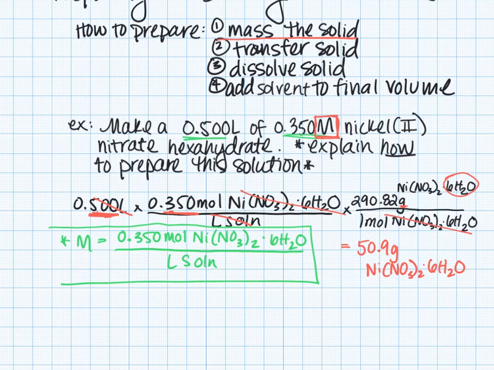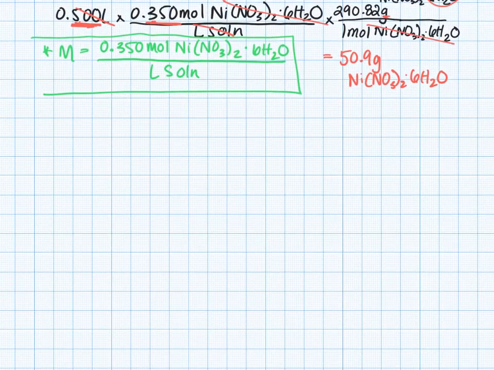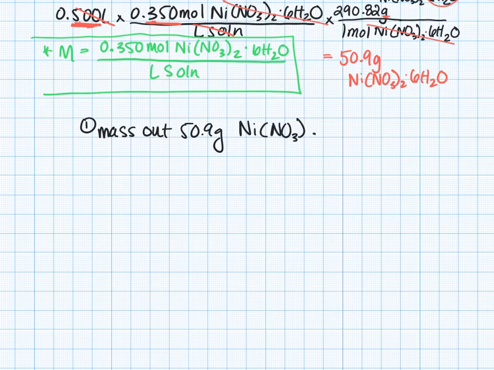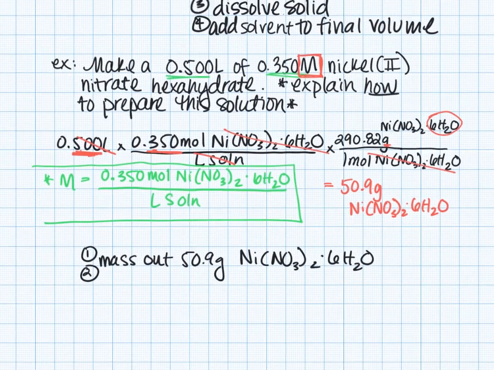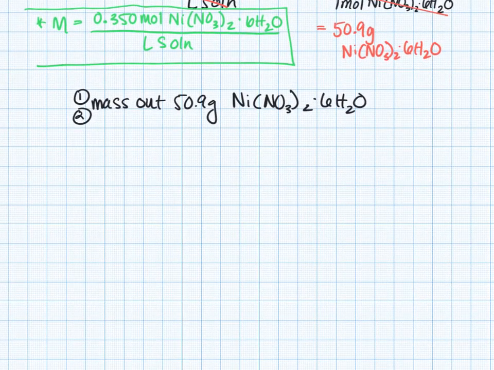So step one, remember, is mass the solid. So I'm going to write down my steps. I'm going to first mass out 50.9 grams of nickel(II) nitrate hexahydrate. The second step, we look back at our steps, is to transfer the solid. Okay, where are we transferring it? Well, it says we want 500 or 0.5 liters, which is the same as 500 milliliters.